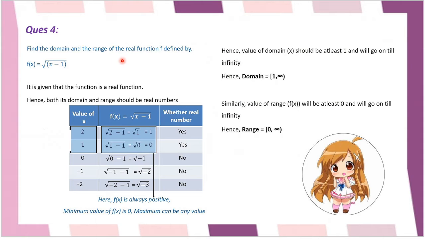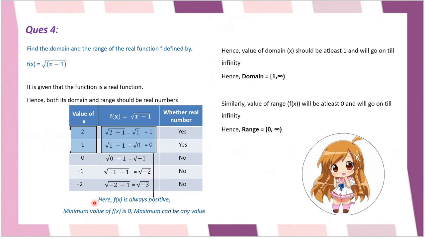Now find the domain and range of this real function. Real function means the function where domain and range both are real numbers. Here also let's make a table and let's take few values and check. If we take x as 2, so f(x) is 1, which is a real number. If we take x as 1, so f(x) is 0, which is again a real number. But if we take the value of x as 0 or negative, then we are not getting real numbers.